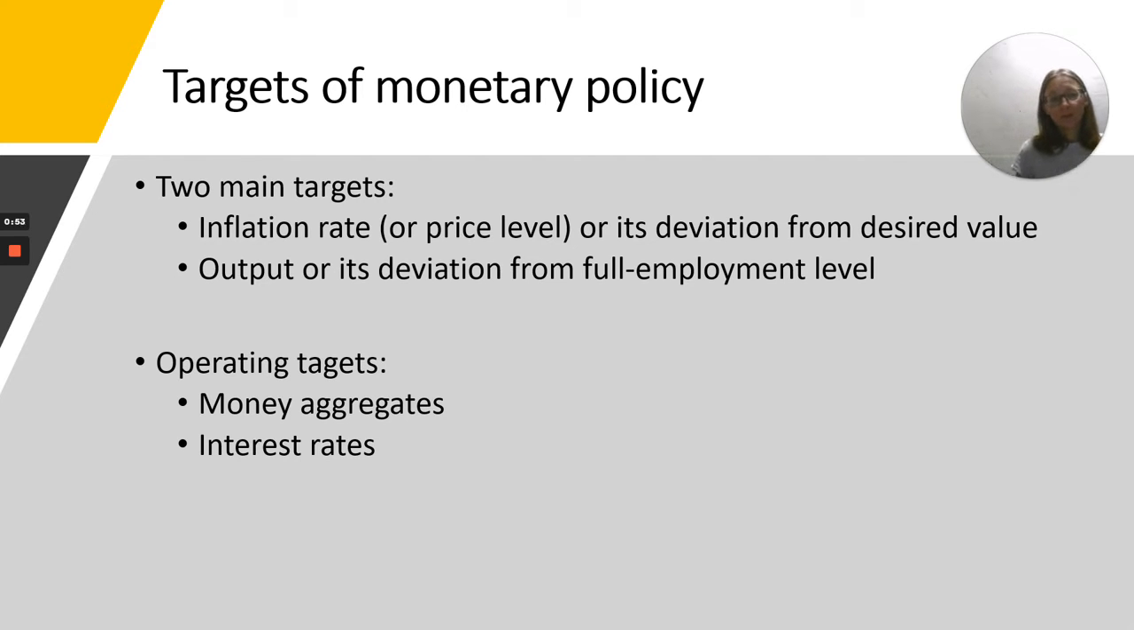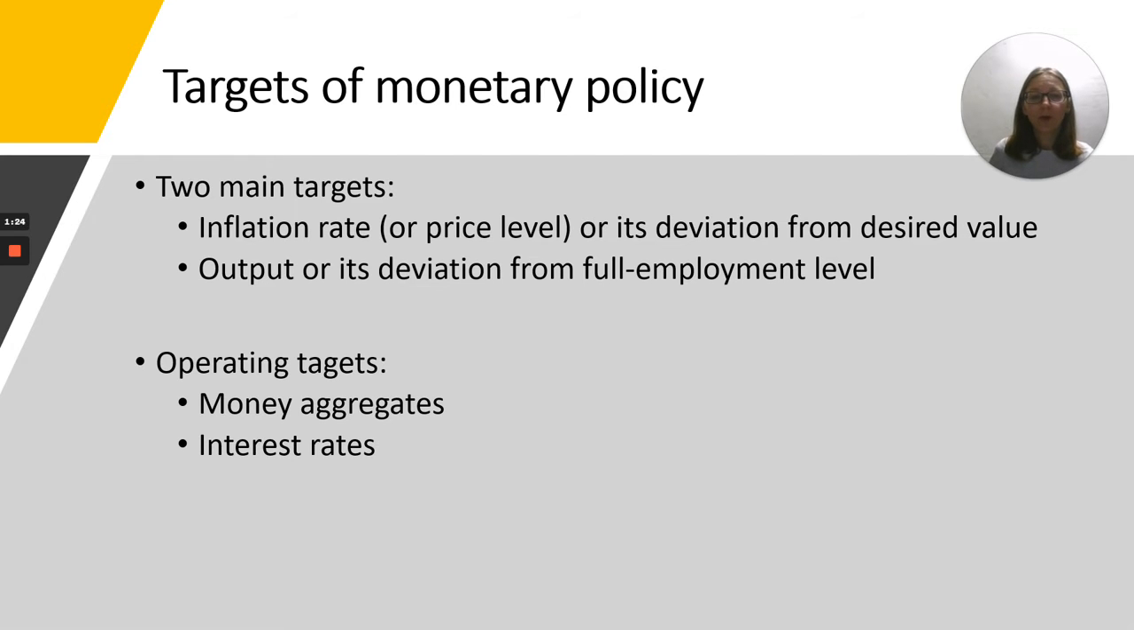And normally the central bank concentrates on one out of two operating targets, whether it is trying to keep the money aggregate stable or the interest rate stable. And now I want to present to you the different effects on the economy of the same happenings depending on what operating target the central bank chooses.